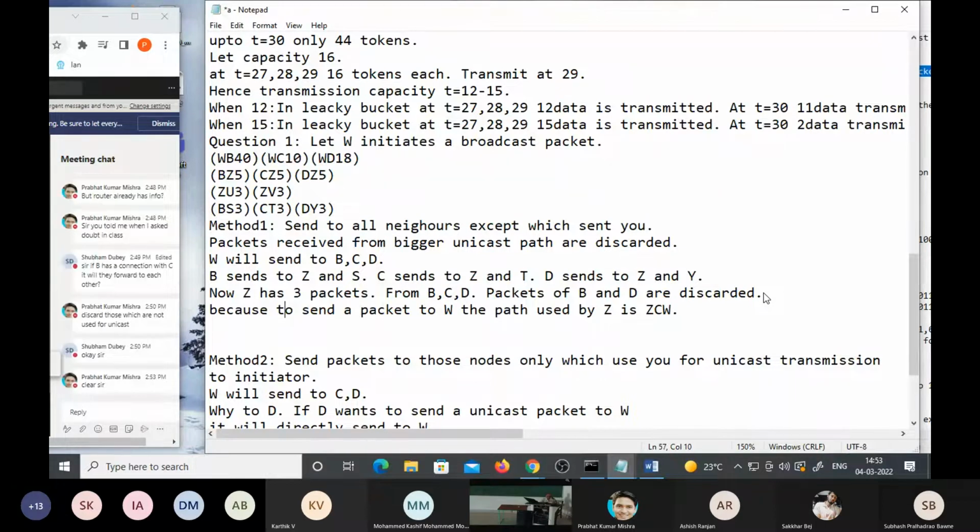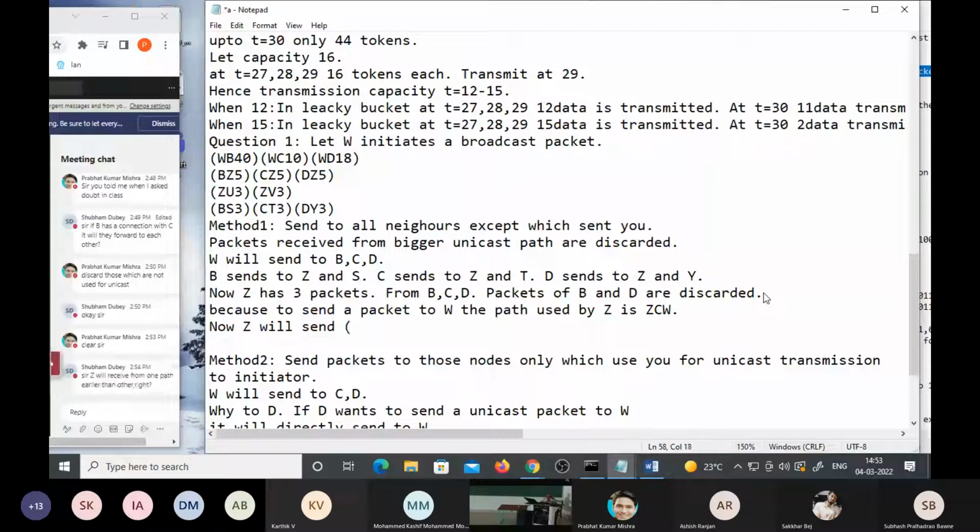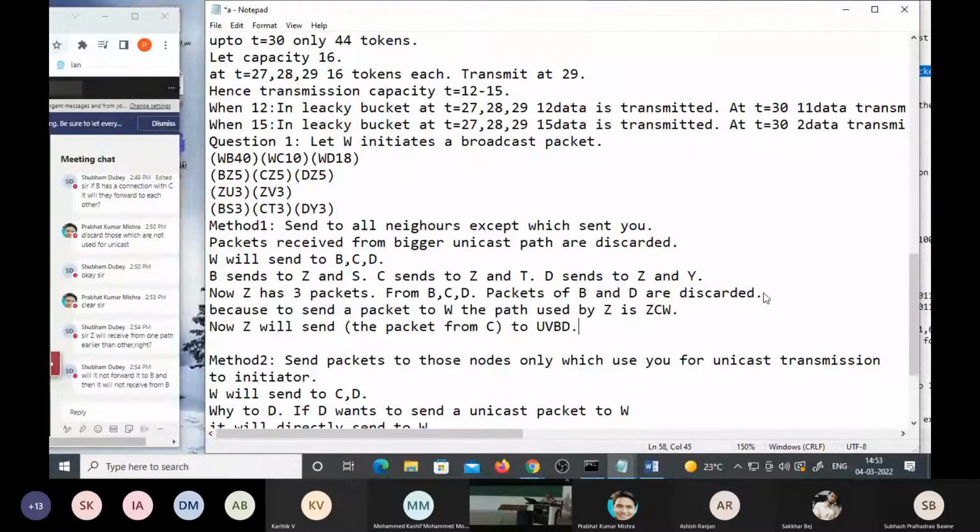Now, clear. Now Z will send the packet from C to UVBD. Is this all right to you? That is correct. Subham, you are also correct. Subham is correct. Yes.